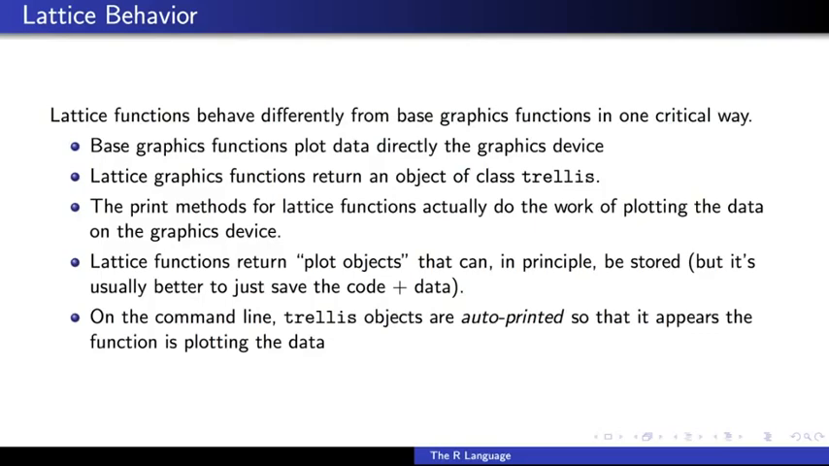That object has a special class called trellis. When you print that object, the print method does the work of plotting the data to the graphics device. So when you call a lattice function, even if you don't assign it to an object, the result will be auto-printed, and the auto-printing will generate the graphics on the graphics device. It will look like things are just being plotted and that the lattice functions have a side effect, but rather the returned object is auto-printed to the graphics device.